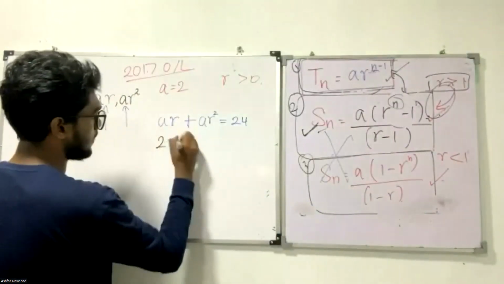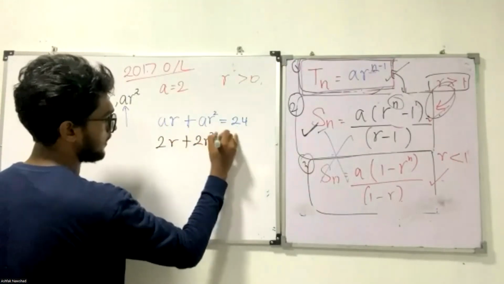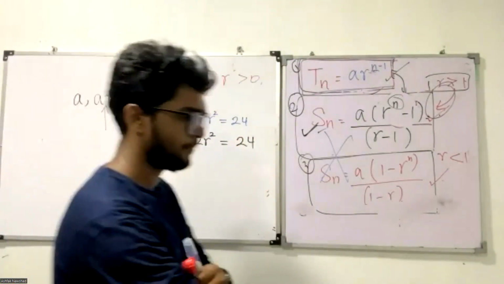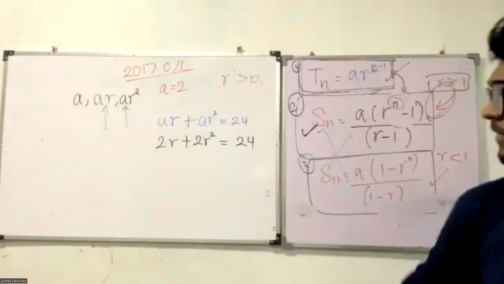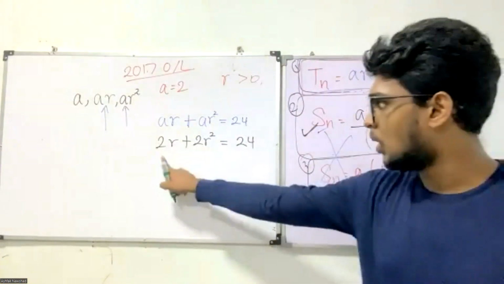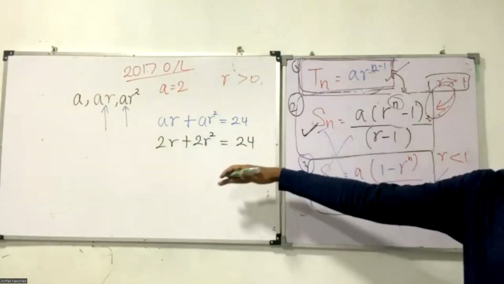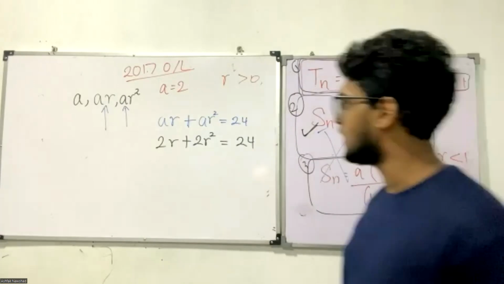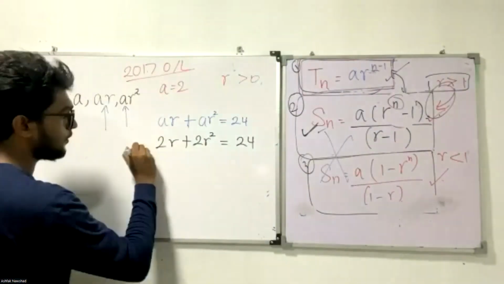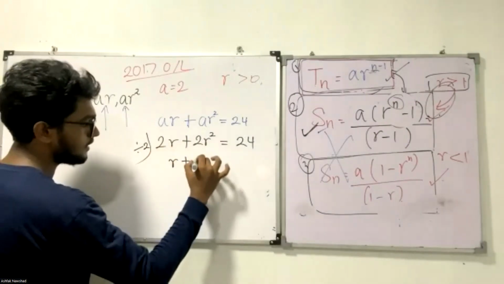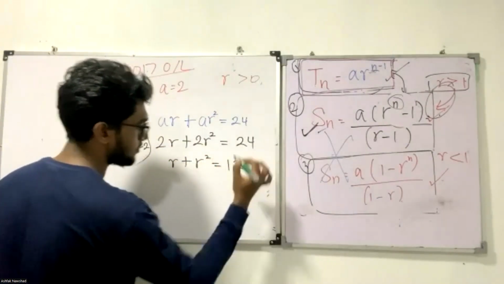This is 2R and this is 2R squared. 2R plus 2R squared is equal to 24. See, we can divide the whole equation by 2 just to make it in the simplest form. To simplify the equation, we can divide the equation by 2. I'm going to divide every term by 2. So this becomes R, this becomes R squared, and this becomes 12.